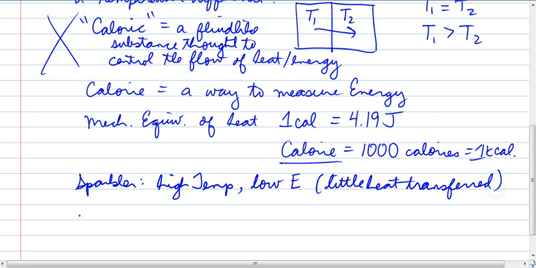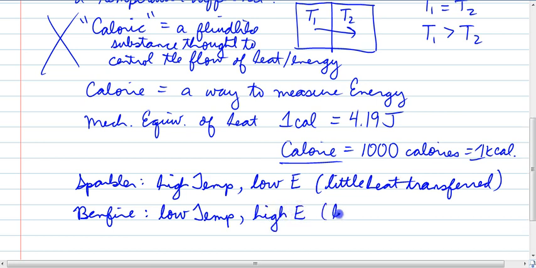On the other hand, if you have a bonfire, you might not know this, but compared to a sparkler, we're talking about a relatively low temperature. The difference is we're talking about a high amount of energy that's transferred if you happen to jump in it. So the moral of the story is don't jump in a bonfire.